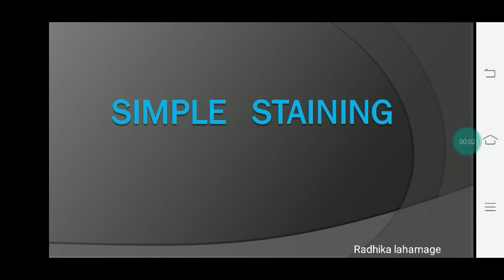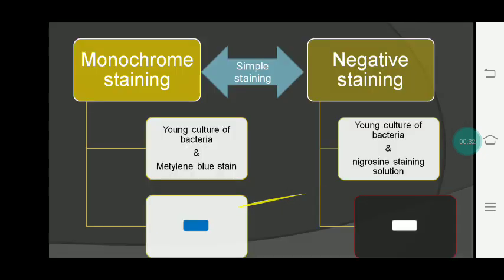Hello guys, today's topic is simple staining. As we know, to visualize bacteria under a microscope, we need to stain them. So, here is simple staining. The simple staining procedure uses only one stain. That's why it's called simple staining. So you got it: simple staining means the use of only one stain solution.